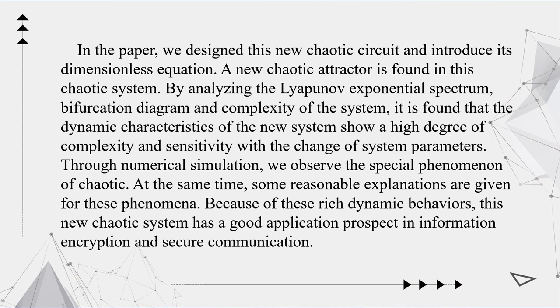It can be seen from the figure that figure A is the model of the memristor and the phase diagram. At the same time, some reasonable explanations are given for this phenomenon. Because of these rich dynamic behaviors, this new chaotic system has a good application prospect in information encryption and secure communication.